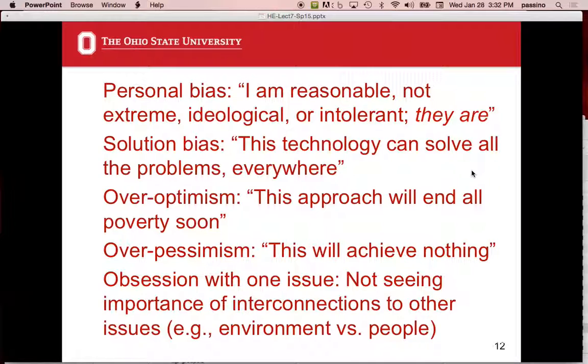But then there's this over-pessimism. You tell people what you're doing in humanitarian engineering and they say, so what? That's not going to do anything. They haven't thought about the concept from Chris and Zach: a partial solution matters, even for a couple of people. And then sometimes there's an obsession with a single issue. They pick something like the environment and won't consider the importance of trade-offs with respect to it.